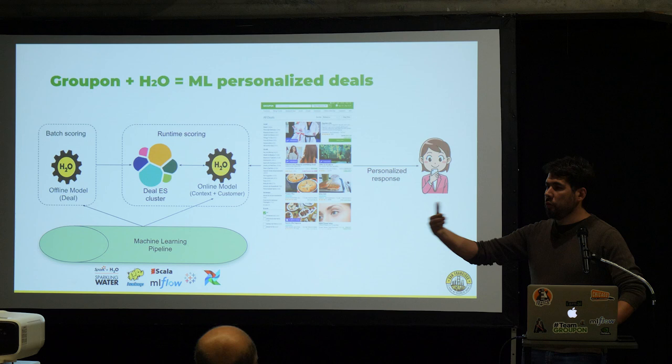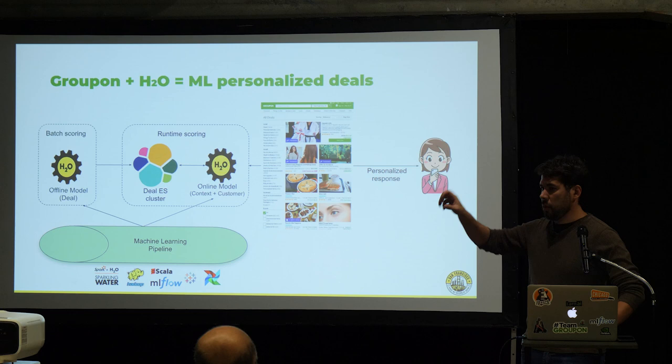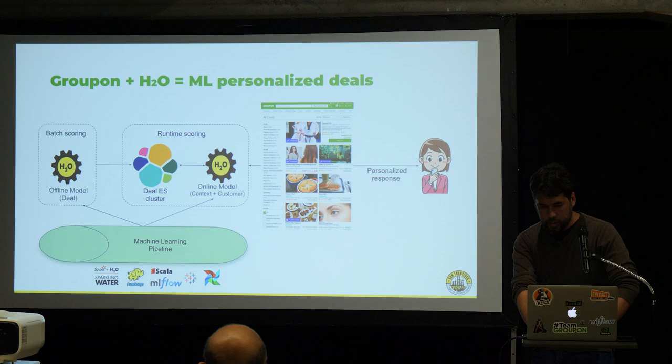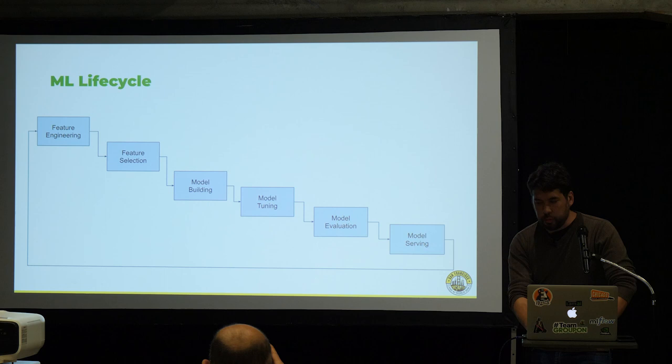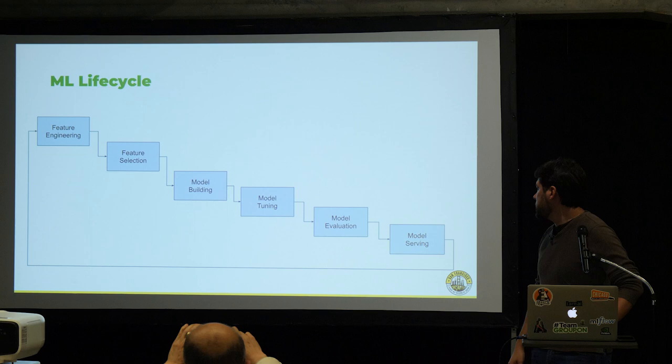And finally, we use Airflow to orchestrate all the steps of the machine learning pipeline. We can show you the pipeline later. This is a very straightforward machine learning life cycle, the model life cycle I see in a lot of presentations and papers. There's nothing new in this one.